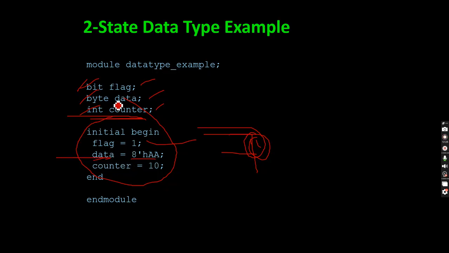Data here is a byte, and it's storing 8 bits of data. Here they are assigning 8'hA. Hexa means 4 bits, so 4 bits for A. You know the hexa value of A, right? So in total 8 bits are allocated. And counter is an int, meaning a 32-bit value, and it's storing 10. It can store up to 2 power 32, the maximum value of int, and we are just storing 10. No truncation happens. This is a small understanding of two-state data types.